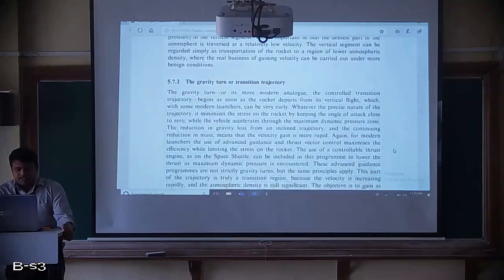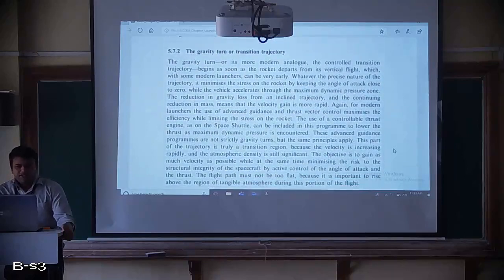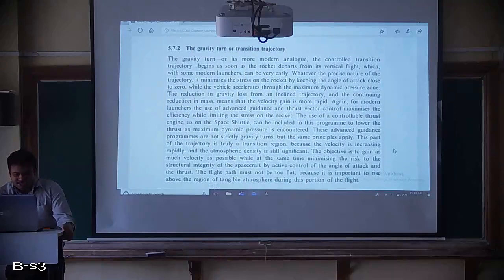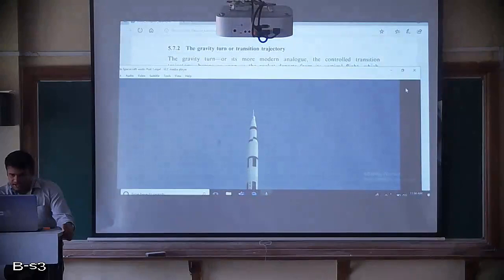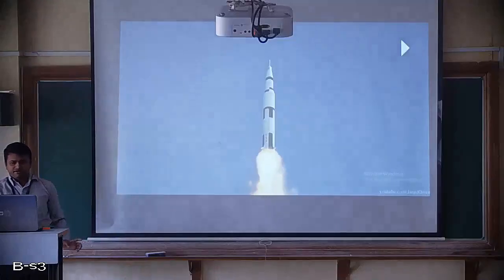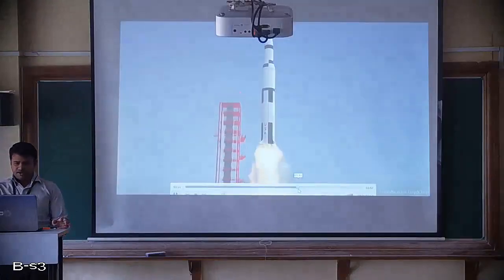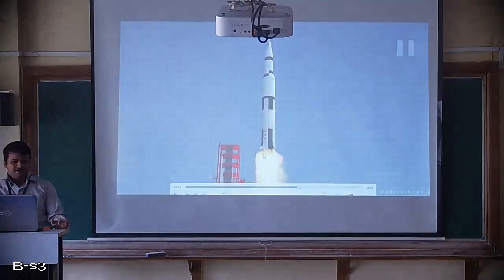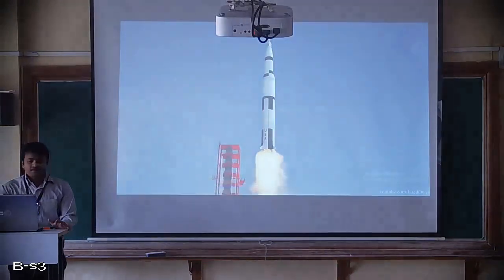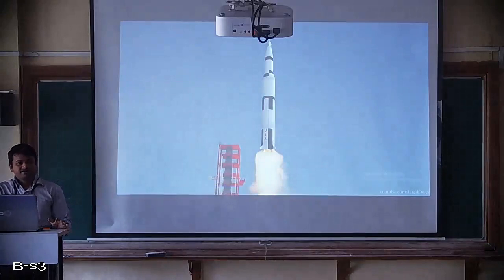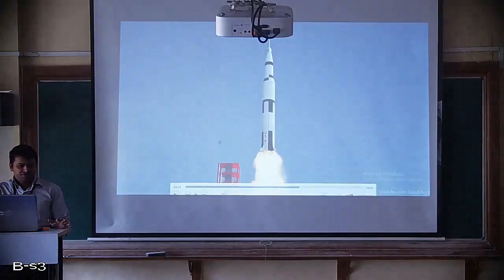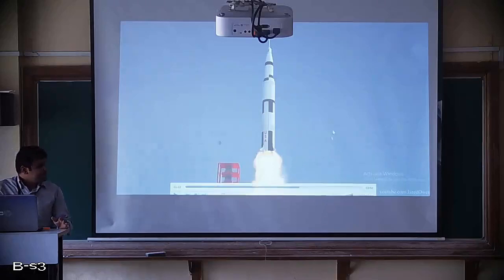So now the next thing is the gravity turn or transition trajectory. Before that I will show you in this video again. Now you can see here, till here the vertical segment is there. Vertical takeoff is there. After this, what will happen? You can see it is changing its position. It is changing the angle of attack. So here the transition trajectory is happening, or gravity turn is happening.